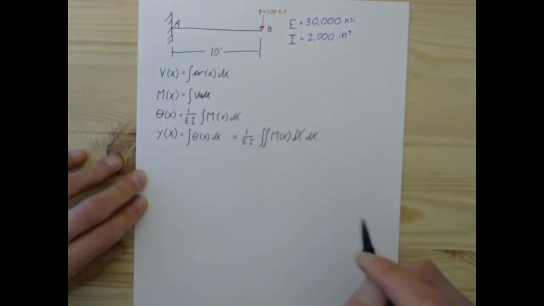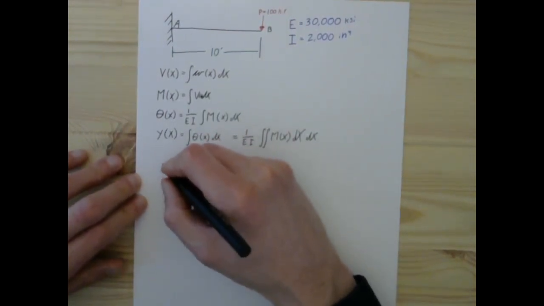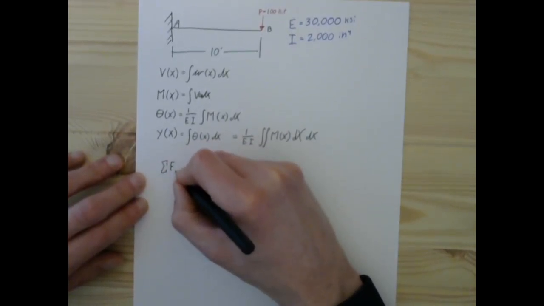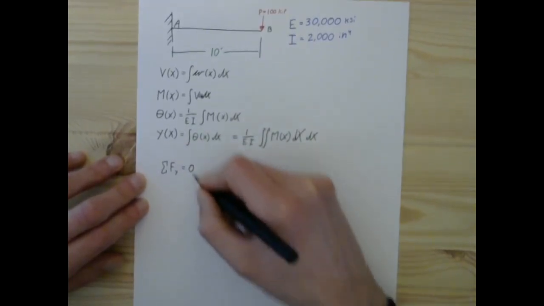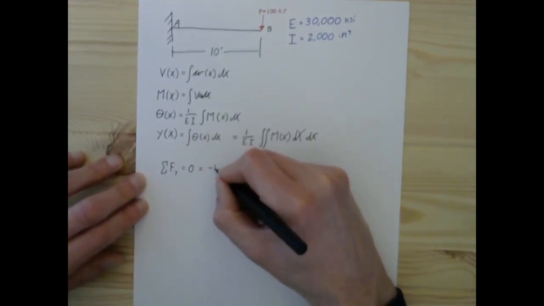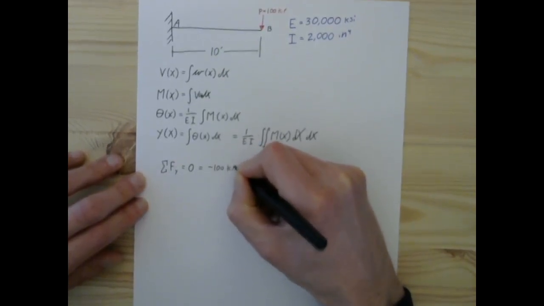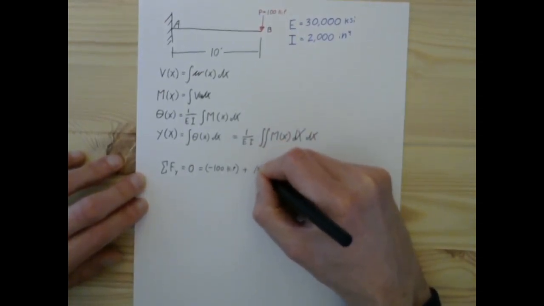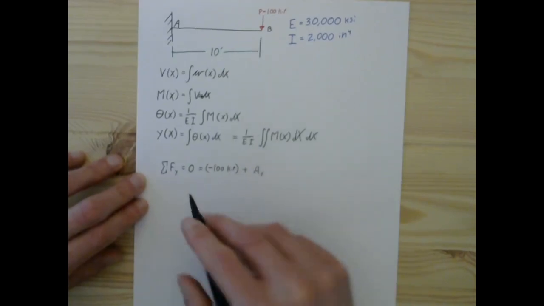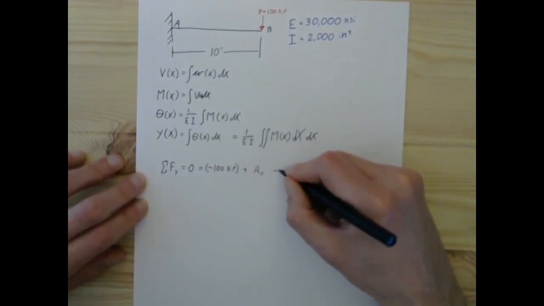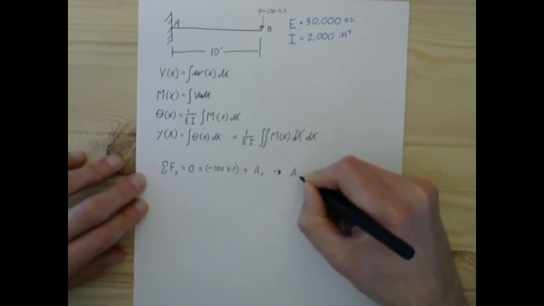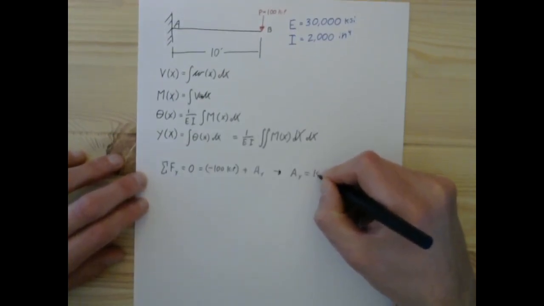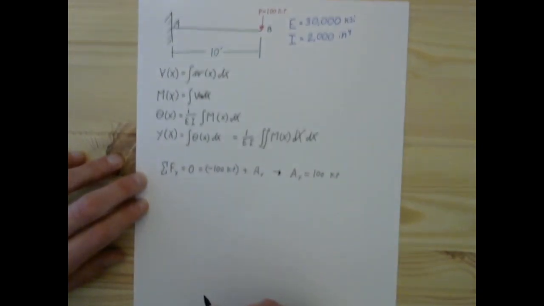So, to solve for our reactions, we're going to need to set up our equilibrium equations. We're going to have the summation of force in the y direction. That's got to equal 0. That's going to equal negative 100 kips from this right there, plus the reaction at A in the y direction. That's got to sum to 0, so that immediately gives us A_Y is equal to positive 100 kips.